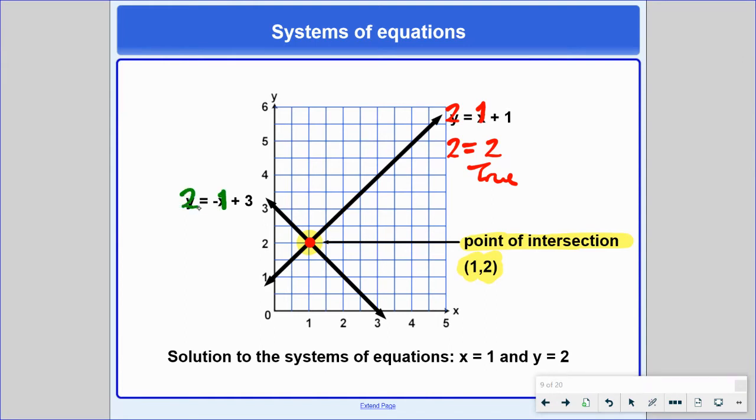Let's go with a different color here. 1 for x, 2 for y. Now the opposite of 1, of course, is -1. -1 plus 3 is 2. And yeah, that one looks true. So it is true for both. That's why that point is such a big deal.